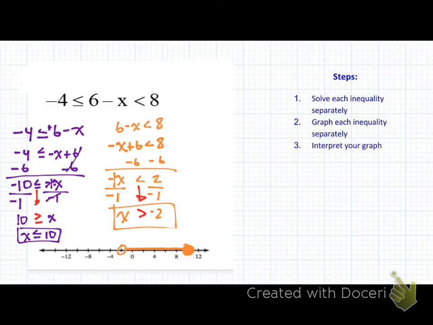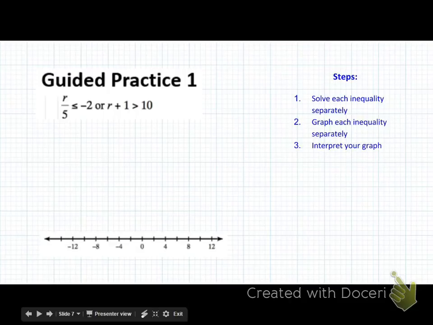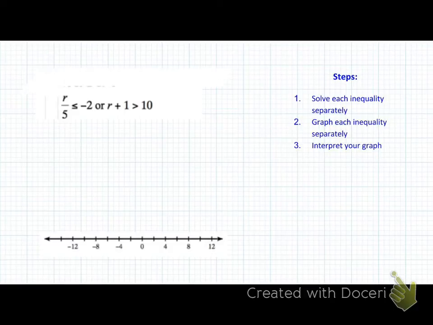Last one. We're going to go through this very quickly, okay? Okay, here we go. Last one. We're going to run out of time, so when the bell rings, please let's finish, or don't leave until I dismiss you, okay? So let's write this down. We got r is less than or equal to negative 2, and r plus 1 is greater than 10.